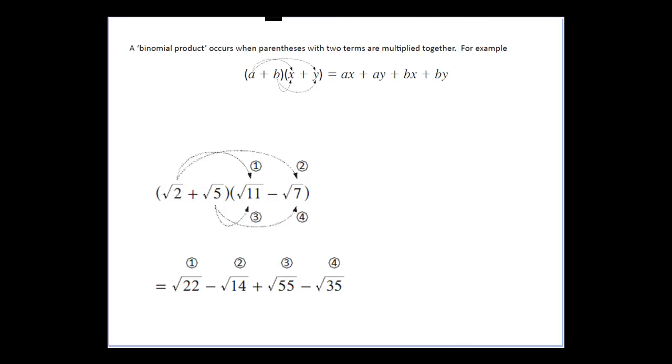Here are some harder expansions. Now, they're harder expansions because you can see we've got two brackets in all of these, and we want to expand the brackets out. Now, there's a number of different ways you can do it, but really, what it's all about, we call them binomial products because there's two terms in each. So, binomial, two terms.